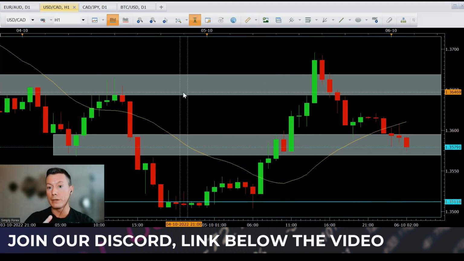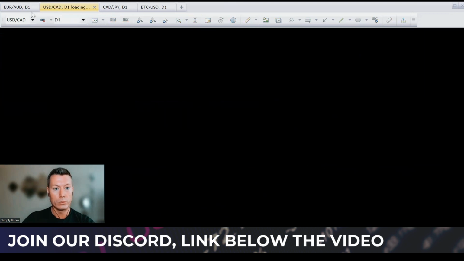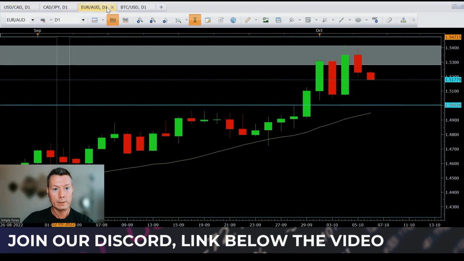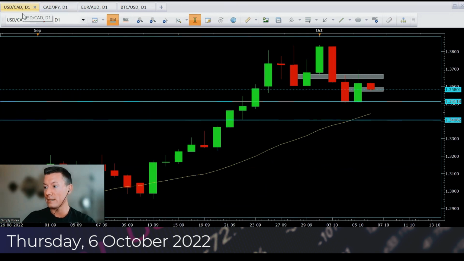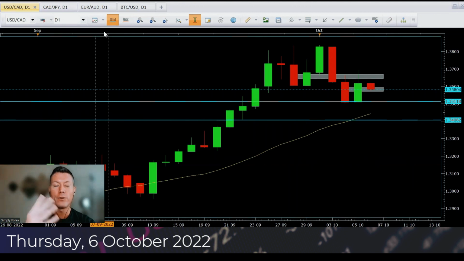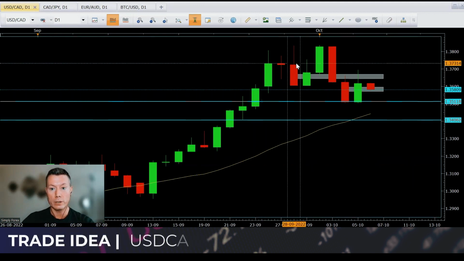Okay, guys, so they're the 2 things I just wanted to show you before the trade ideas. But now let's look at the trade ideas for today, guys. All right, so what we're going to do, we're going to do it like this. Okay, so trade ideas for Thursday, the 6th of October. We've got four potential trades, guys. So the first one is this. You're going to see deja vu from yesterday. The first one is US dollar, Canadian dollar, guys.